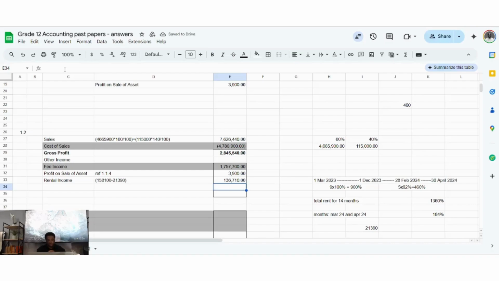136,710. Okay, hope that is clear, and you can play with pretty much an increase or decrease, whatever the case is, so that you can understand this concept. But it comes up so many times, so it's important for you to make sure that you understand it.